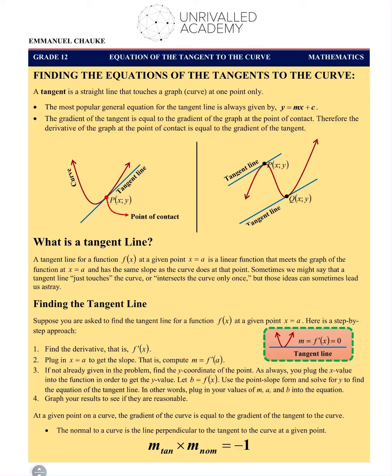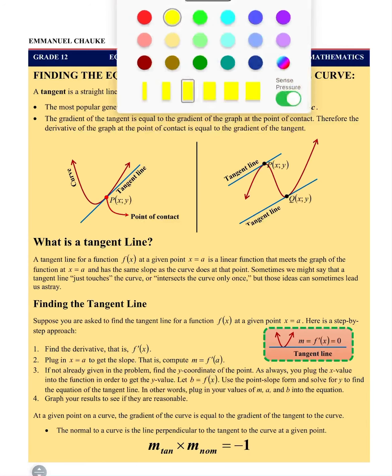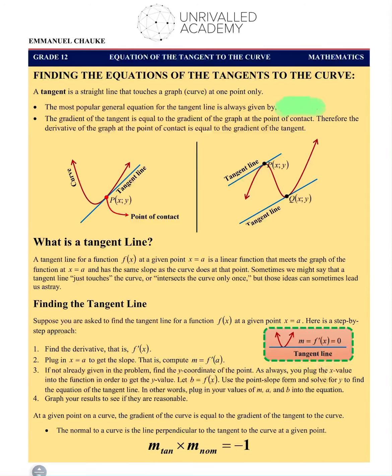We've got the most popular general equation of the tangent, which is given by this one. I'm going to highlight it for you. The general equation of the tangent line is y equals mx plus c. We know it from analytical geometry, so we're not surprised to see that. Another point to note: the gradient of the tangent is equal to the gradient of the graph at the point of contact. Therefore, the derivative of the graph at the point of contact is equal to the gradient of the tangent.